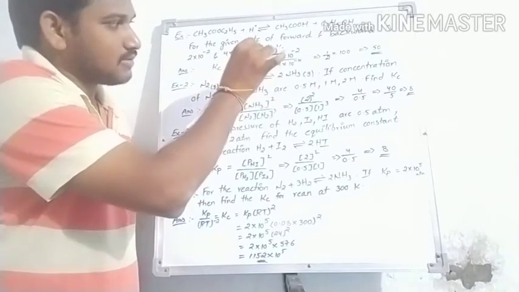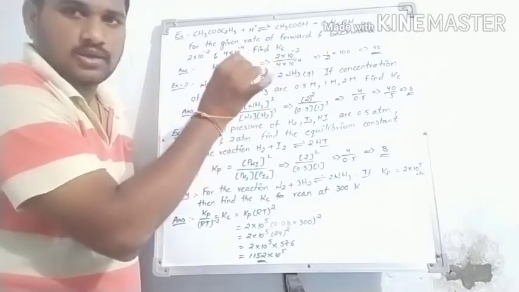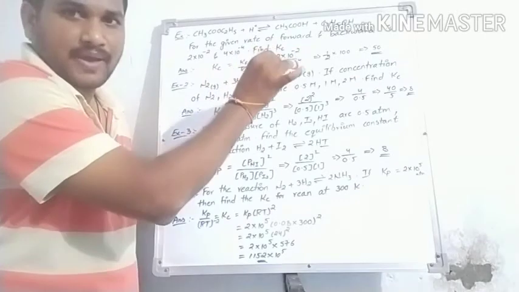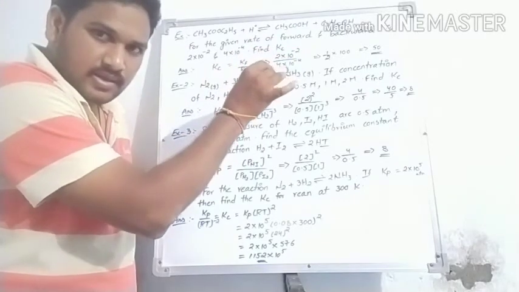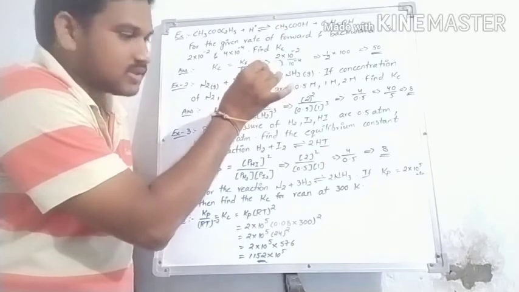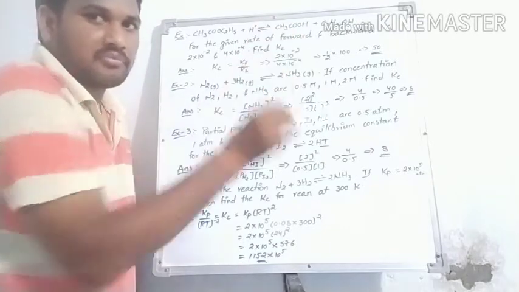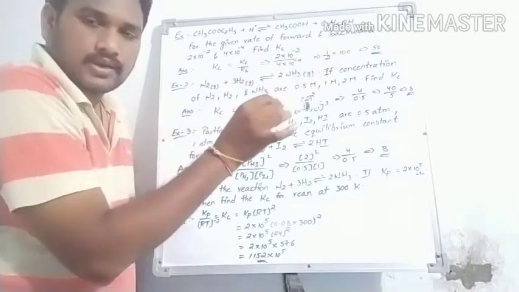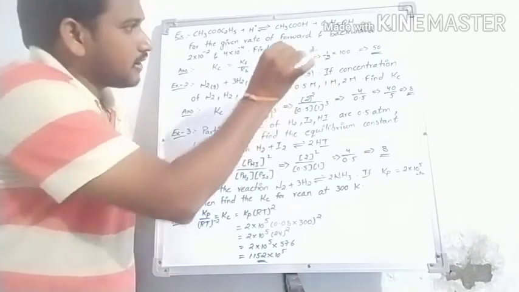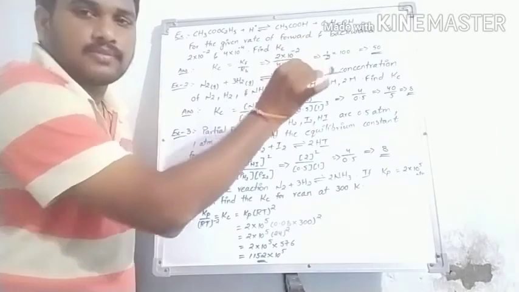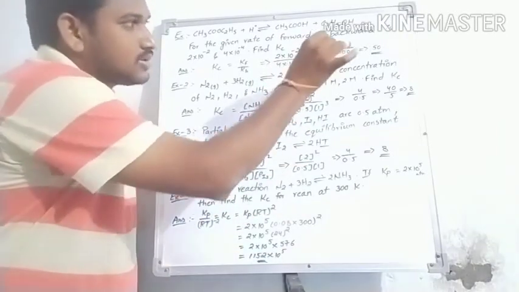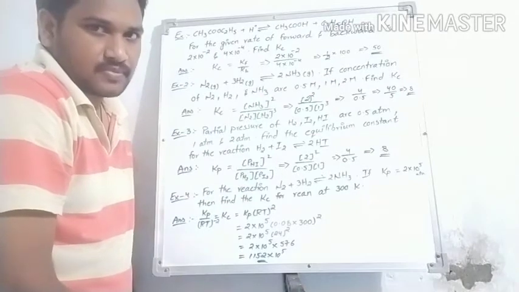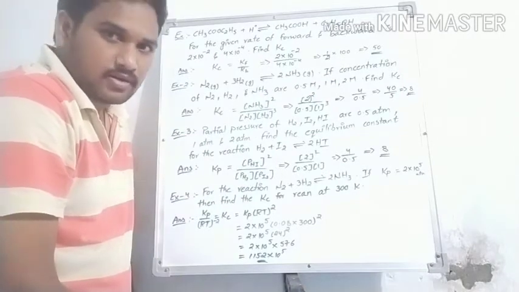Where we cancel: 2 1s are 2, 2 2s are 4, and 10 power minus 2 cancels with 10 power minus 2. Remaining 10 power minus 2 is there. This 10 power minus 2 comes to the upward direction, where 1 by 2 into 10 square, where 10 square is nothing but 100. 2 1s are 2, 2 50s are 100, that comes 50. Students, clear my point or not?